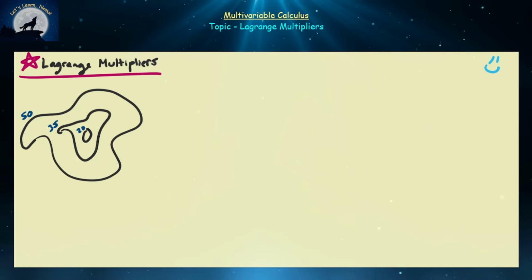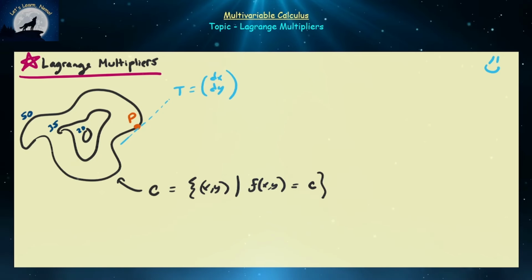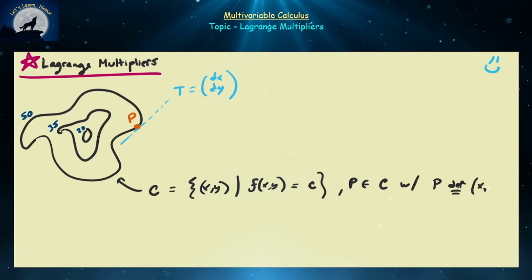Let's pick a point. Let's assume this is our point P here. We're going to consider a tangent vector at this particular point, and let's assume that this is our tangent vector t, which is going to be equal to (dx, dy). Let's also consider that this is our contour C, which is the set of all points (x, y) such that f of (x, y) is equal to some constant. Obviously, P, by definition, is an element of C, and let's assume that P is defined to be equal to (x0, y0).